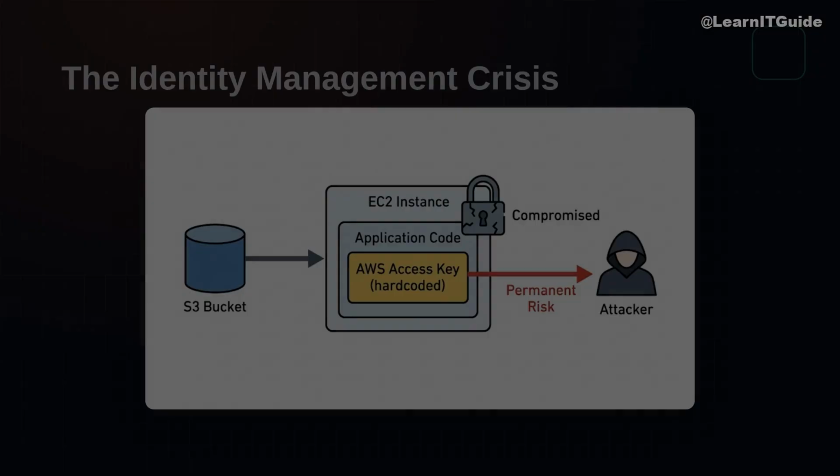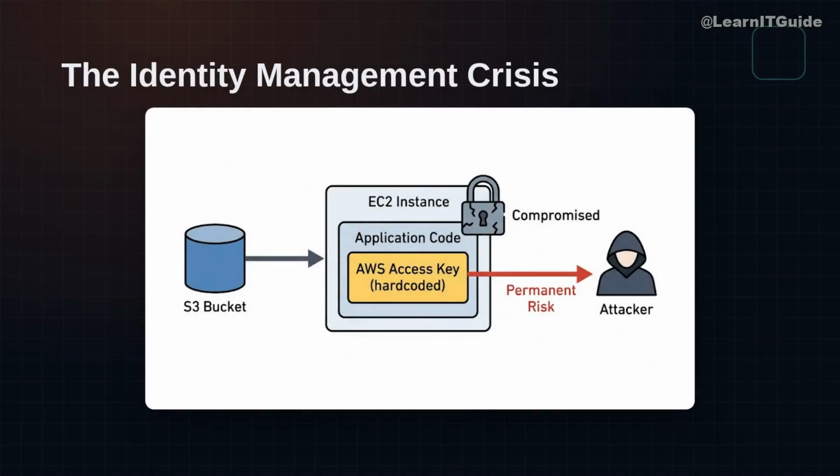Think about this. You are deploying an application to an EC2 instance. You need it to read from an S3 bucket. If you create an IAM user, generate a long-lived access key, and save it in a configuration file, you have just created a permanent risk. If that instance is compromised, the attacker has a key that never expires. That is the problem we are solving today.